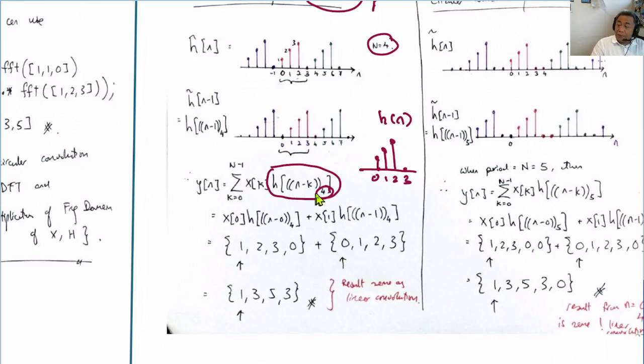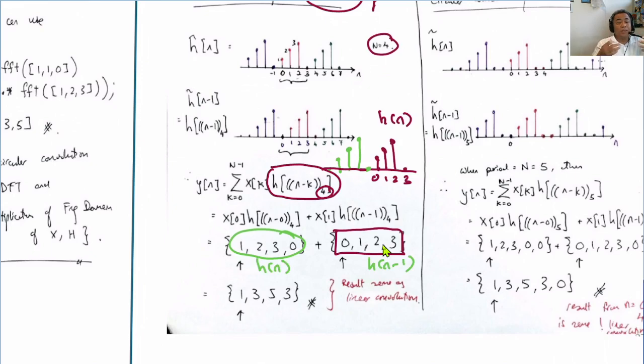When we try h of n minus 1 with a 4 sample sequence, 0 is being shifted in because the previous period has a 0 at the end. So when we delay this, the 0 is being shifted in, and we get 0, 1, 2, 3. So this is h of n now. This is h of n minus 1.